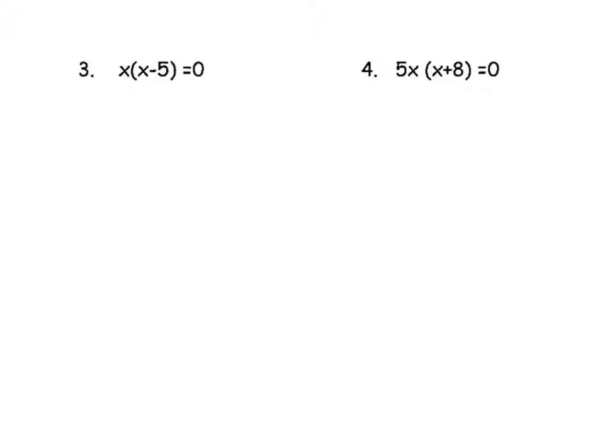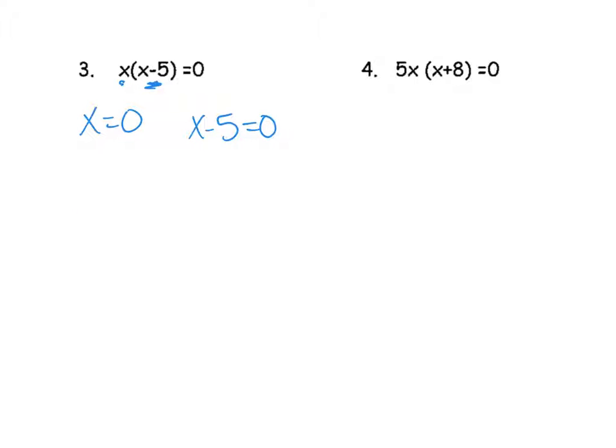Okay, so now with number 3, I don't have two binomials. I have an x and I have an x minus 5. They both need to be set equal to 0. X equals 0 and x minus 5 equals 0. Because many times on a parabola, you're going to have two x-intercepts. A parabola is, if we graphed these trinomials, we would get a parabola, a U-shaped graph.